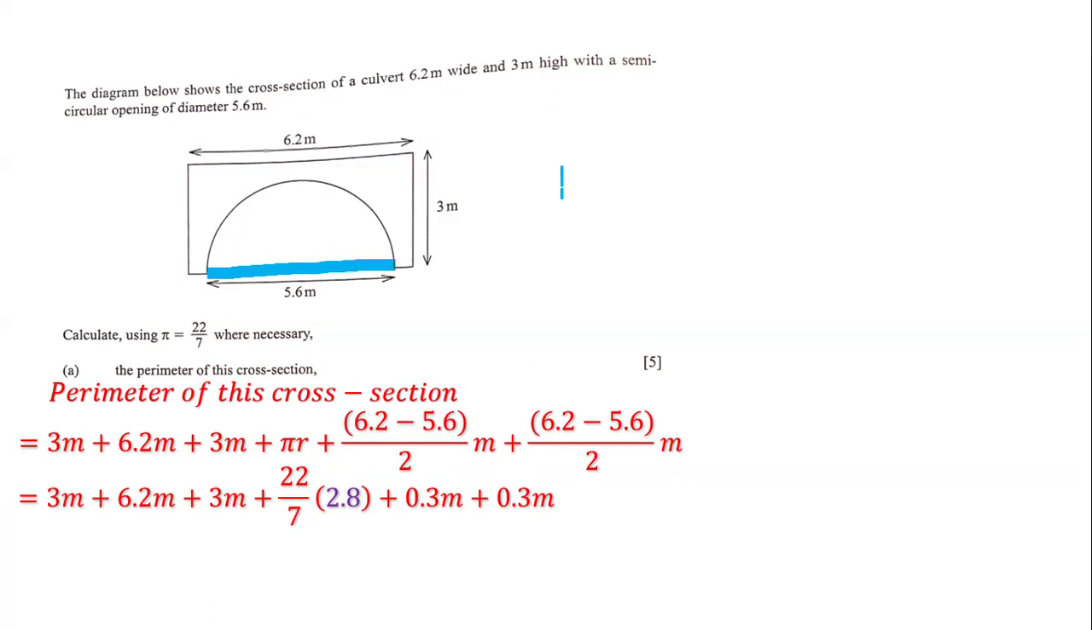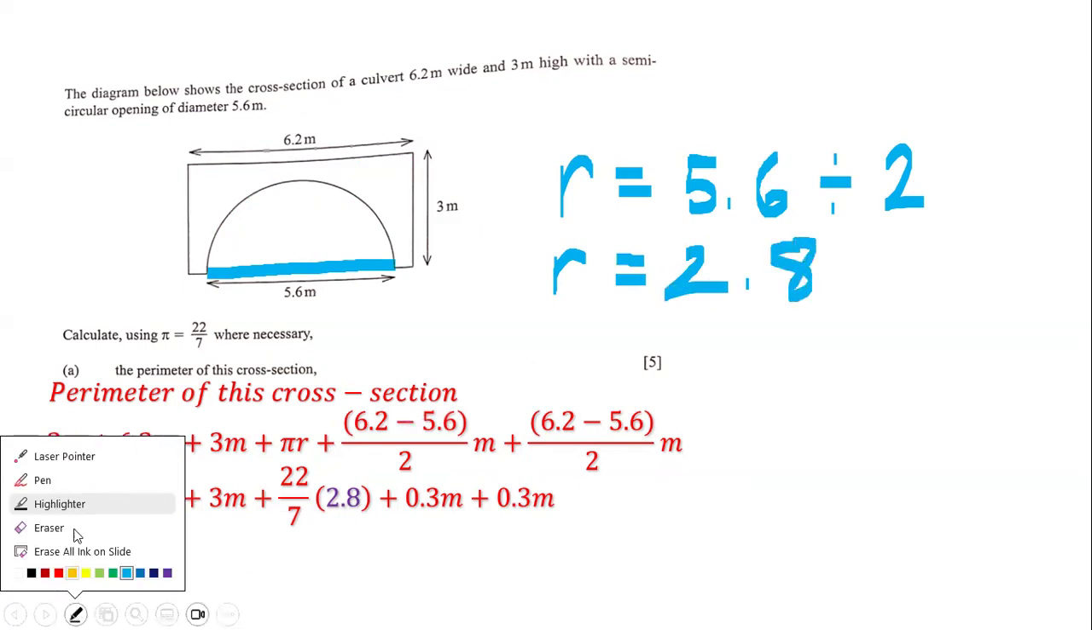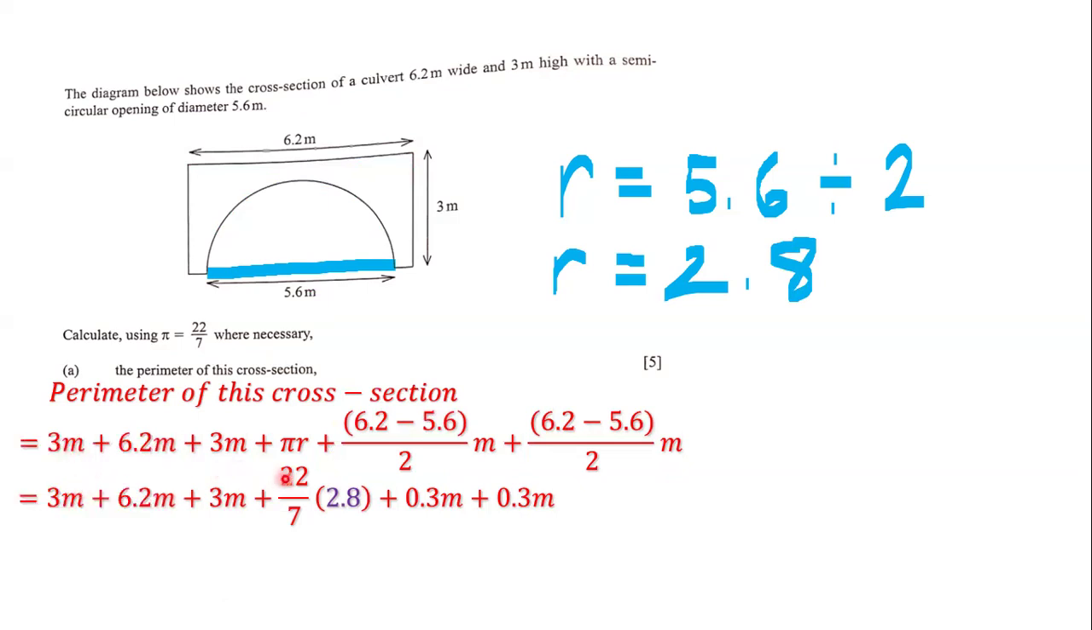So if we want the radius, well, the radius is going to be equal to the diameter, which is 5.6, divided by 2, okay? And 5.6 divided by 2 is going to be equal to 2.8. So the radius here is 2.8, and that's how we got 2.8 here. And so what we have is 22/7 multiplied by r, which is 2.8, okay?